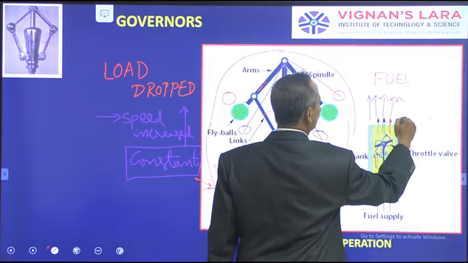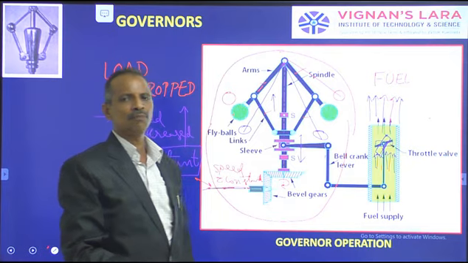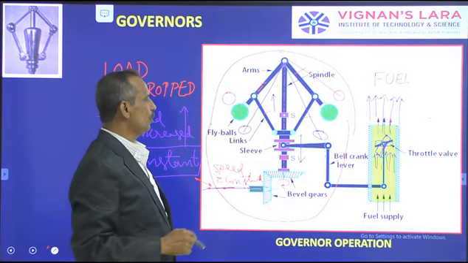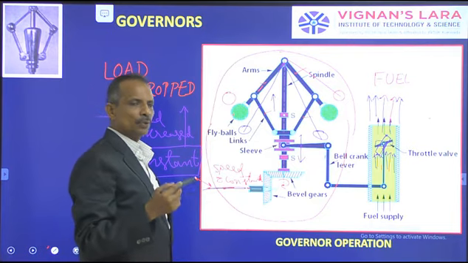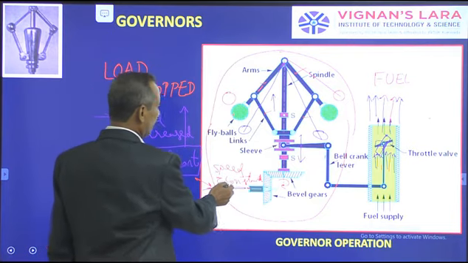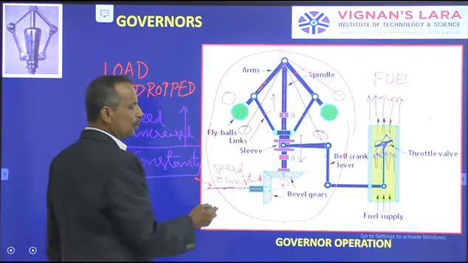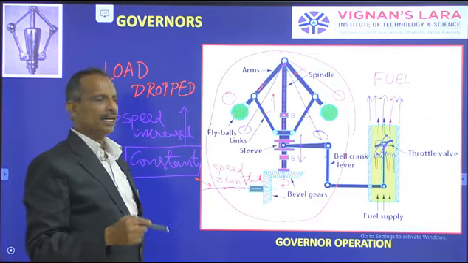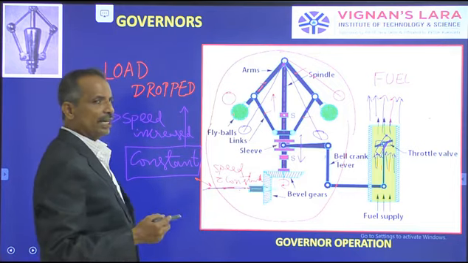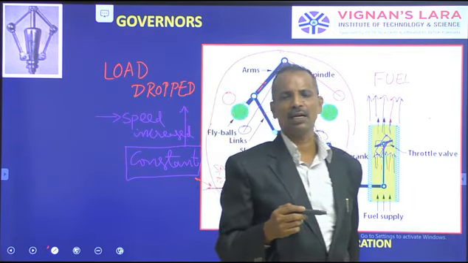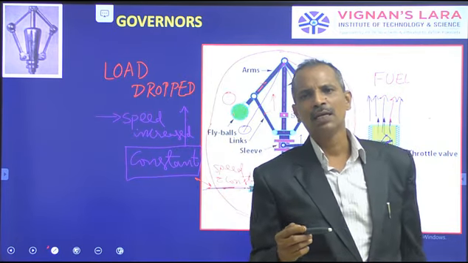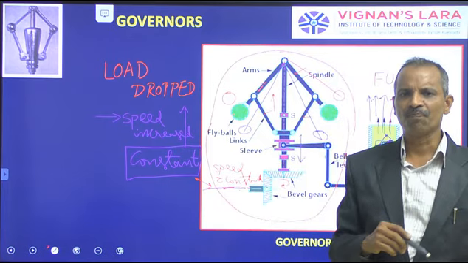More and more magnitude of the fuel is supplied. When you supply more and more amount of fuel, then automatically the power produced increases, then the speed of the output shaft will be maintained constant. Okay, this is the simple working of a governor which comes under the centrifugal category.